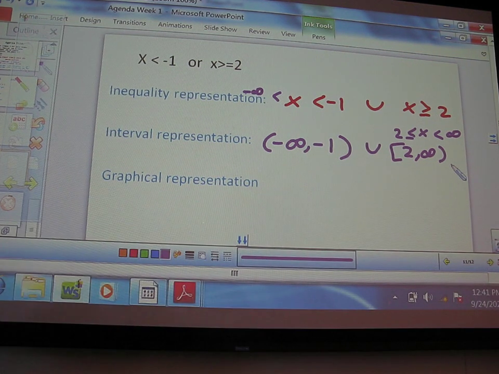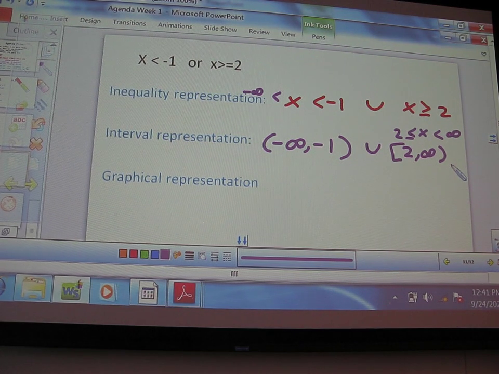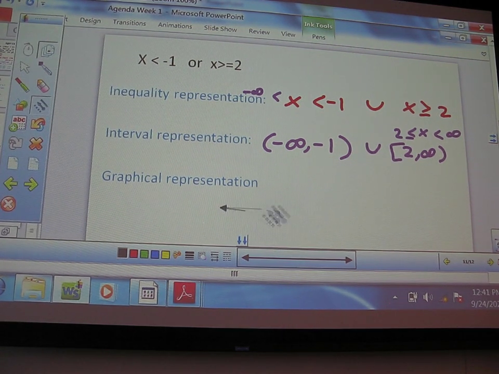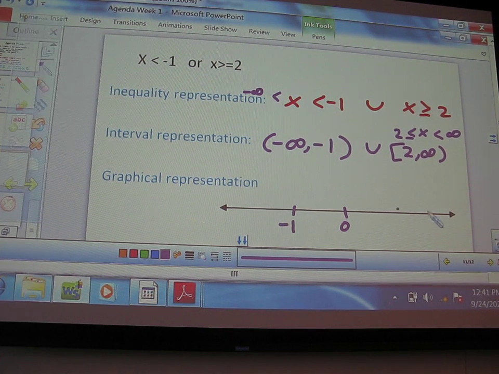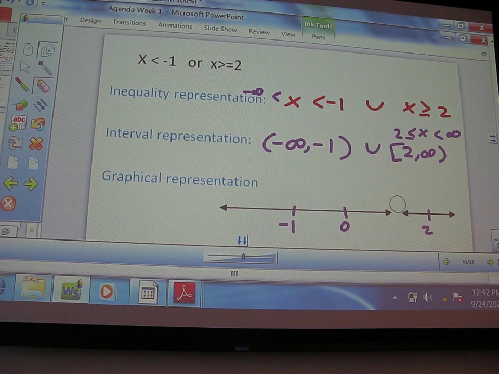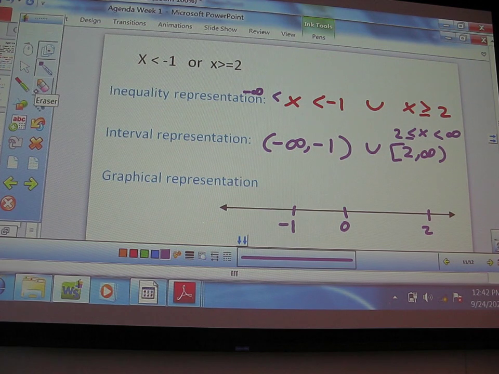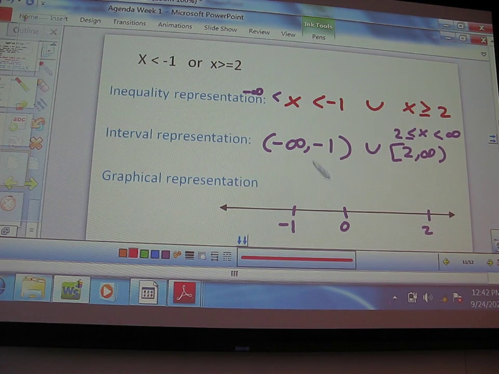Graphical representation. Okay, so the ors are going to have a couple of things here. I'm just going to do one because it's complicated. Let's see, I've got 0 here. I have -1 comes into play, and I've got 2 somewhere over here. Okay, so I'm from -1 to infinity, or negative infinity. Can I touch -1? No, so I'm going to have an open circle there. I'm not touching you. Open circle.